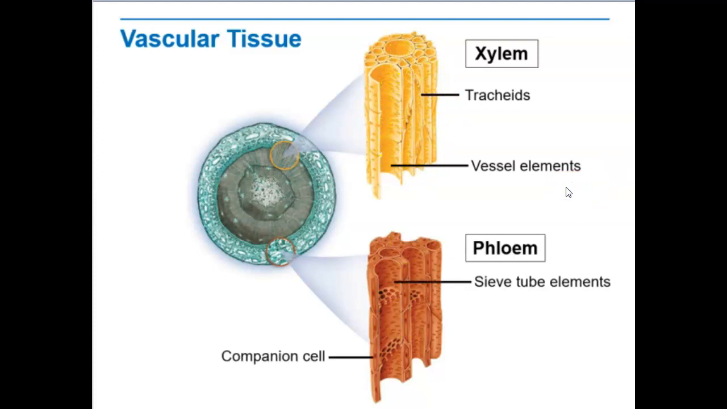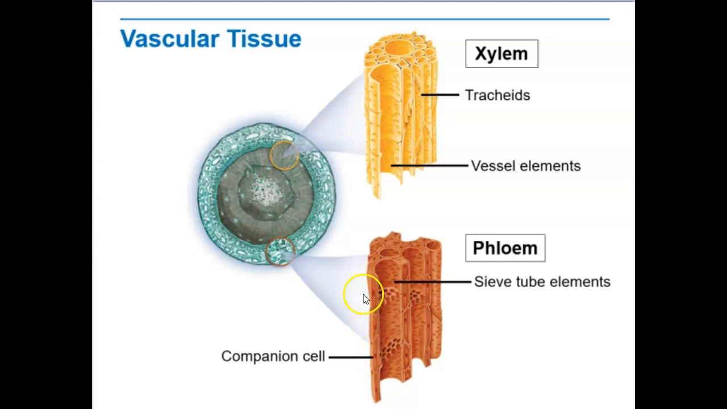Phloem has two types as well, and those two types are sieve tube elements and companion cells. So companion cells are smaller. They're found around the outside of the sieve tube elements. And then the sieve tube elements, where are they? Right over here. You can see they run down the center of the companion cells, and they have these little almost like grates in between them.